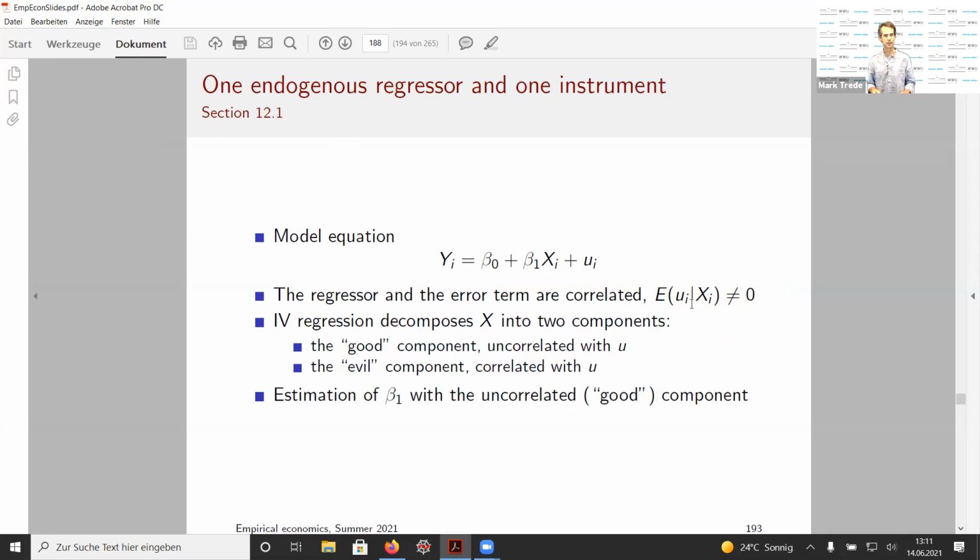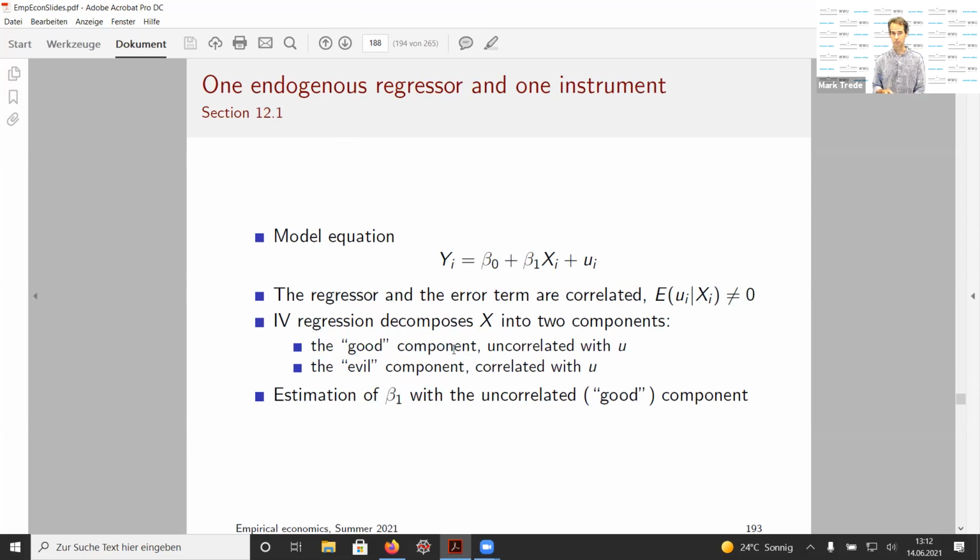I will call that the good component and the evil component. The good component is the component which is not correlated with the error term u. So we assume that x can be split up into two parts, one part which is not correlated with u, and the evil component which is. I haven't said anything here about how to do that, this decomposition of x into its two components, but let's assume that it is possible to do so.